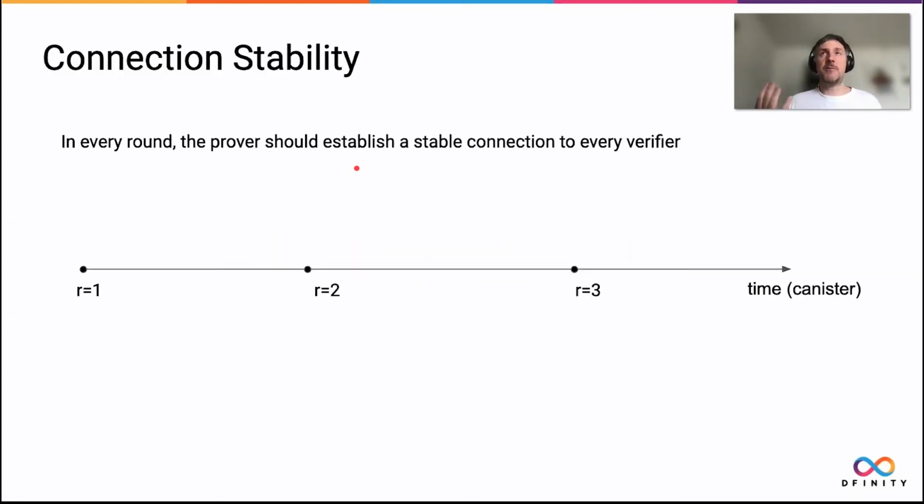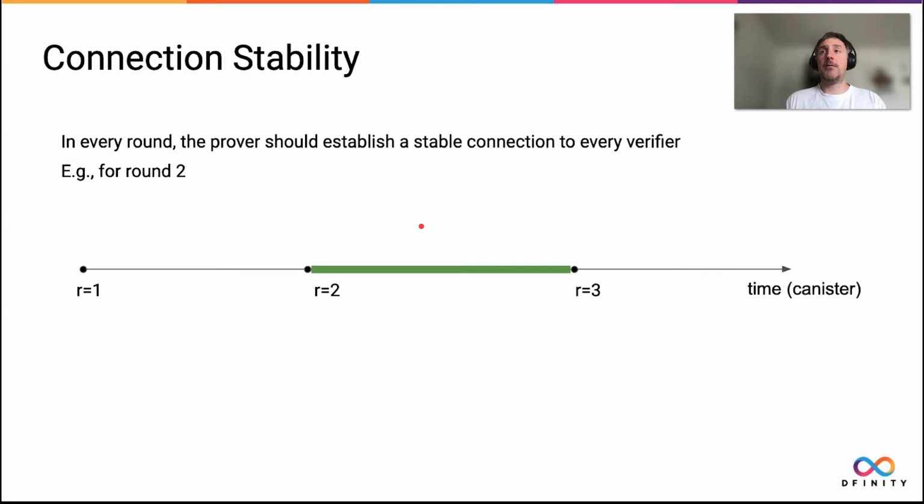So what do we actually want? Here's the way to specify it. If you remember, we started with problems with connection stability. So what we want is that the prover establishes a stable connection to every verifier in every round. Let's say we take round 2. We have this green bar, meaning that we have stable connections. So we want stable connections in round 2 from the prover to everybody.